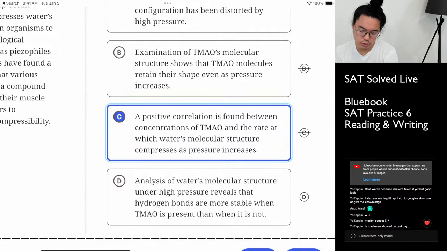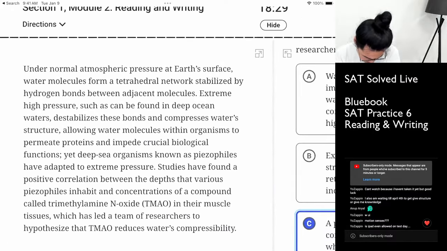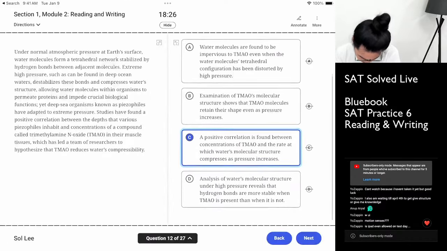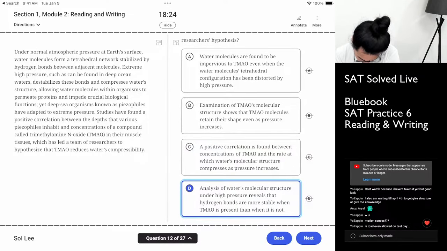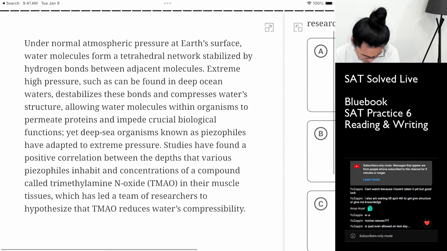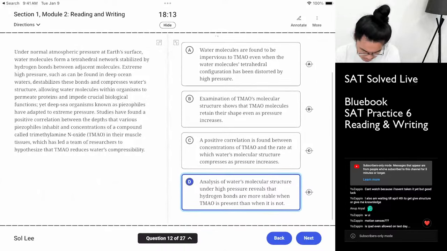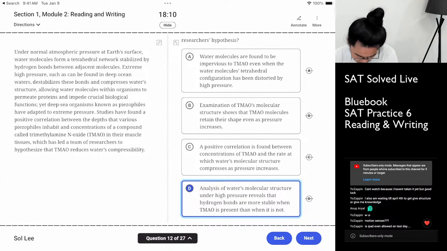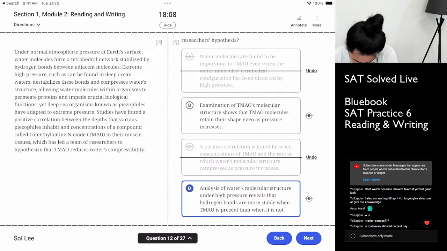Water's molecular structure compresses. No, wait, that doesn't sound... Compressing? Where's compressing? No, yeah, that's incorrect. That's the opposite. Hydrogen bonds are more stable. That sounds correct. Let me just remind myself. Is hydrogen bonds the thing that breaks apart? Yes, destabilizes those bonds, so it is definitely that. I'm just going to double check B, because these are opposites. This is off topic. Okay, there we go. Yep.